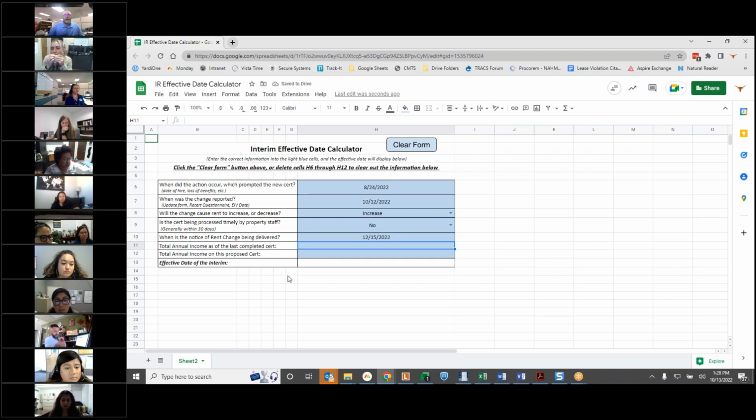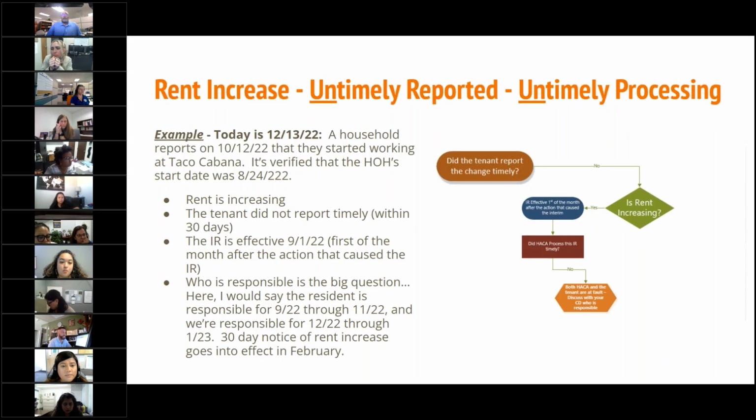So for an increase, it's also going to ask you these two additional questions just to make sure we actually do need an interim. So let's say before the job, their income was $600 a year. And after the job, it's 15,000. Whoops, 15,000, not 150. They'll tell you 9/1 is when it should be effective. And we'll need to work out who's responsible. Questions?